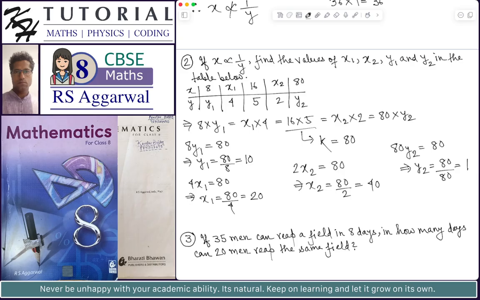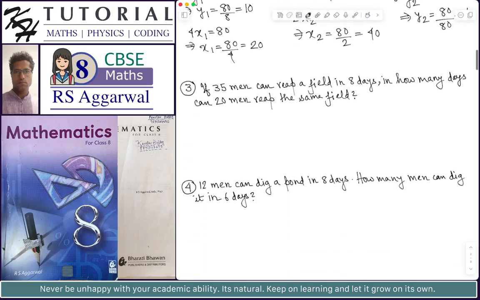So basically, we equate the product of all the corresponding values to 80, since we have already found 80 to be the constant of variation. From the corresponding values where both x and y are given, we can clearly find the constant of variation. The constant of variation is the product of the x and y values, which is 16 multiplied by 5, equal to 80. Now to find all the other unknowns, we multiply the corresponding values, equate that to 80, and solve for the unknown values. Okay.